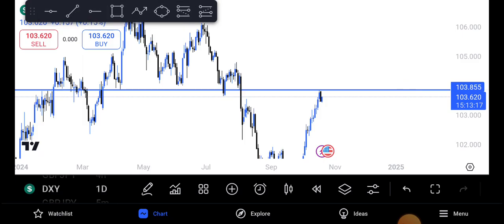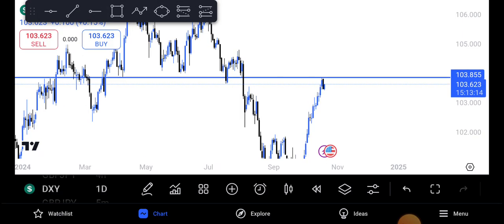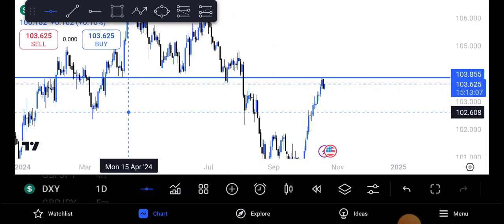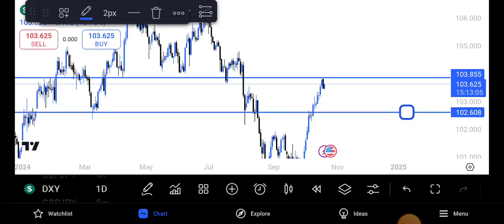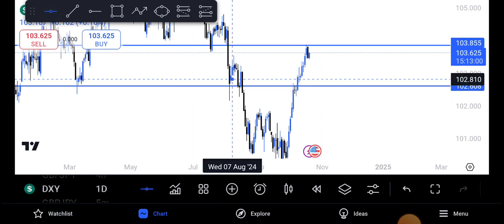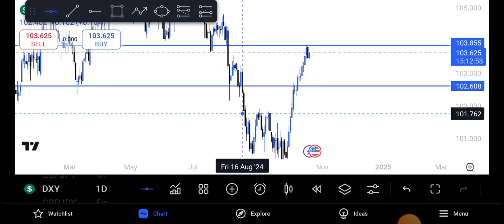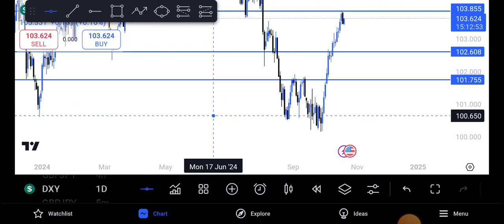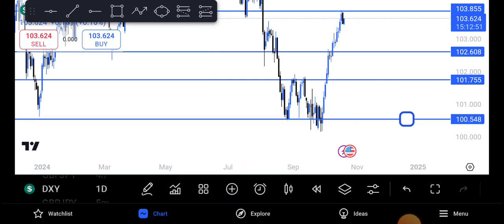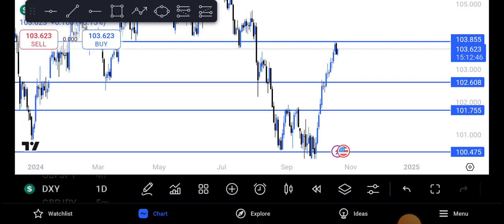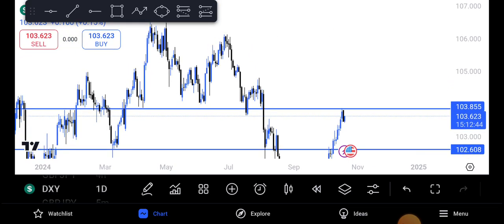We can mark that one as a zone. Remember, these lines are areas. You don't have to draw as if the price touches this line, it goes back. No, it can touch that line, pass it a little bit, and then come back, or it can touch that line and go straight ahead and nothing happens. So you don't have to be sure. You just draw and think that when the market reaches near that line or past that line, it is supposed to act in some ways.